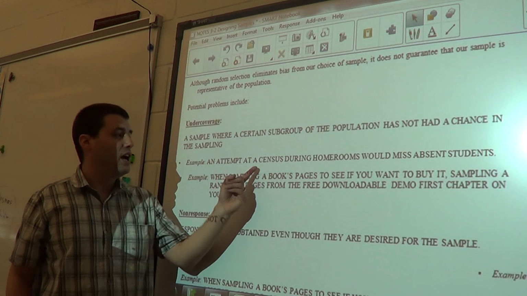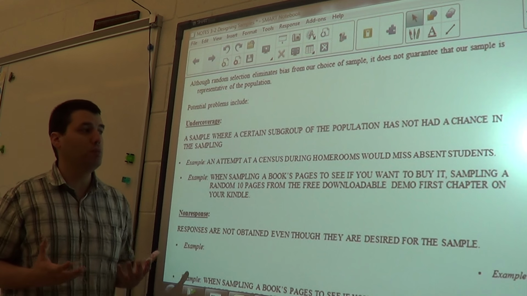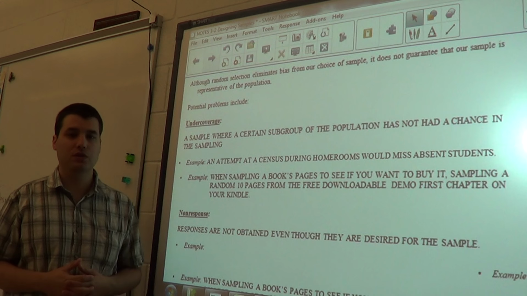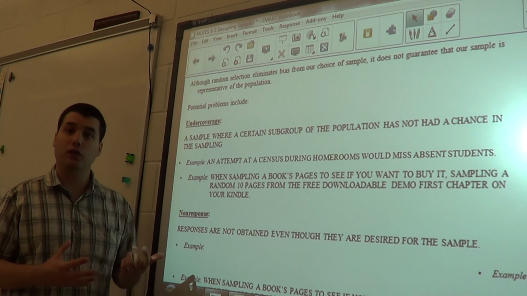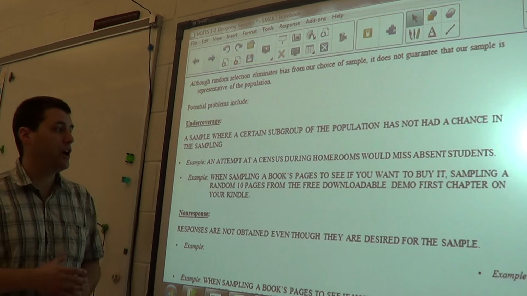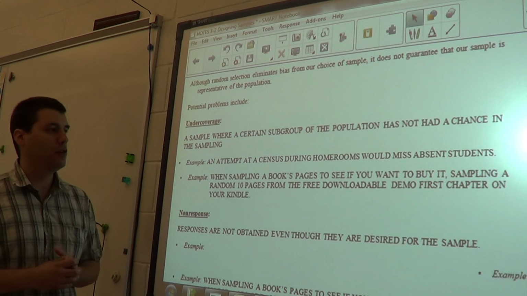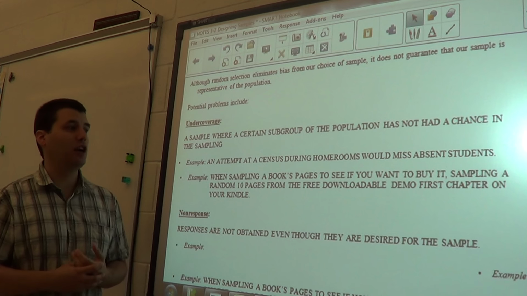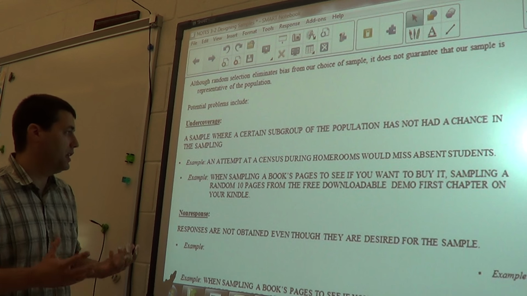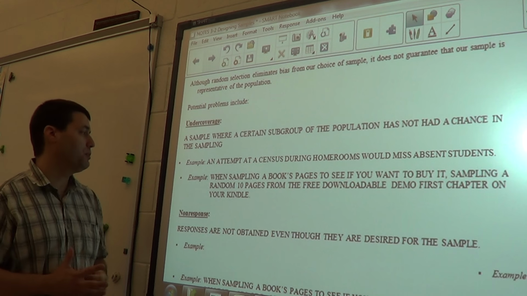In an attempt at a census during homerooms, we would miss absent students. We do this all the time with voting for officers and things like that. We try to get the whole census. Everybody does it in homerooms, right? And they do their voting, and we systematically are going to miss absent students. Whether we think that's a real problem or not is up for debate.